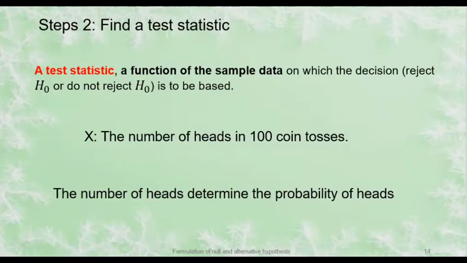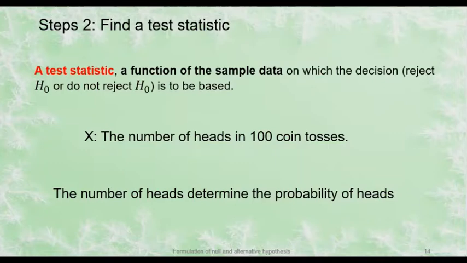After formulating H0 and HA, the second step is finding a test statistic. A test statistic is a function of the sample data on which the decision is to be based. So we need a function based on the sample. We will use this function to make a decision, to make a decision about rejecting H0 or not rejecting H0.